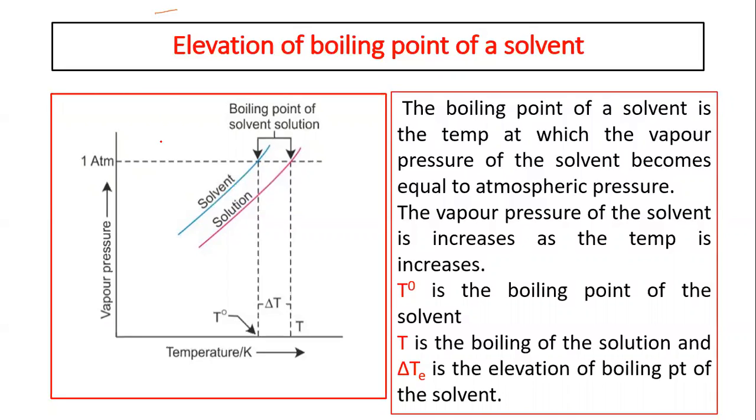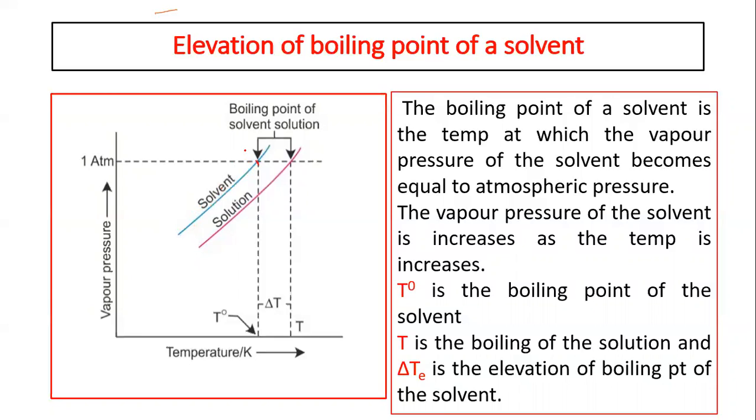So let us see this graph. In this graph, we can see the variation of vapor pressure with temperature. We know that the vapor pressure of the liquid becomes constant at constant temperature. And when we increase the temperature, the vapor pressure of the liquid also increases. So there are two curves seen in this graph. This first curve is for the solvent. So when we take the pure solvent, as we increase the temperature, the vapor pressure increases, and at this point, it reaches the atmospheric pressure.